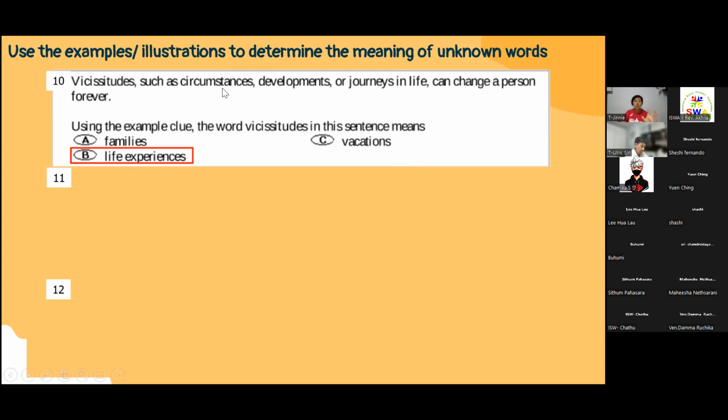I hope I explained this, because when you look at circumstances, developments, they didn't seem to gel very well, but this sentence actually means circumstances in life, developments in life, journeys in life. So it's much clearer. All these talk about life experiences. They don't talk about vacations. And families is not just families. Families is probably part of your life journey or your life circumstances and your development. It's just part of it.